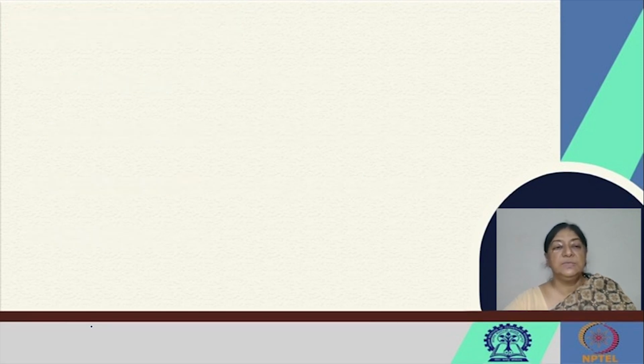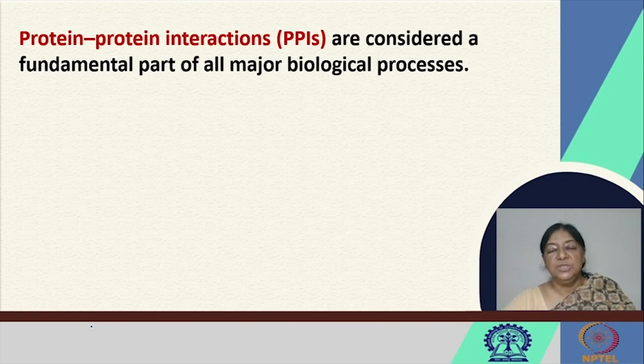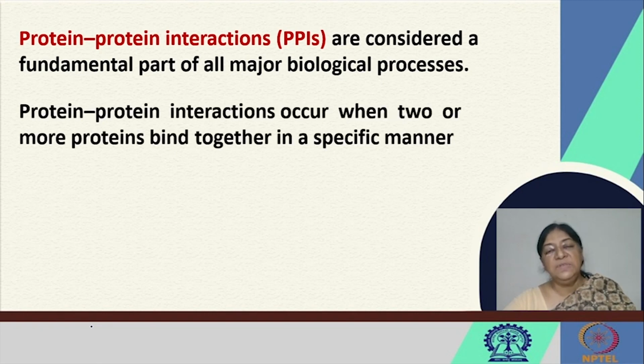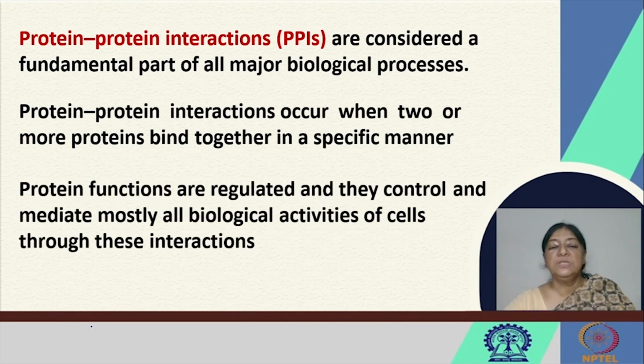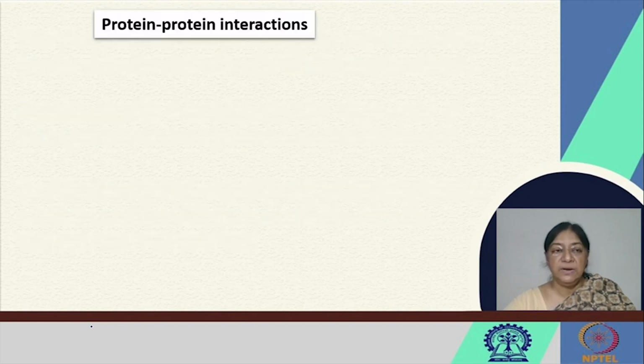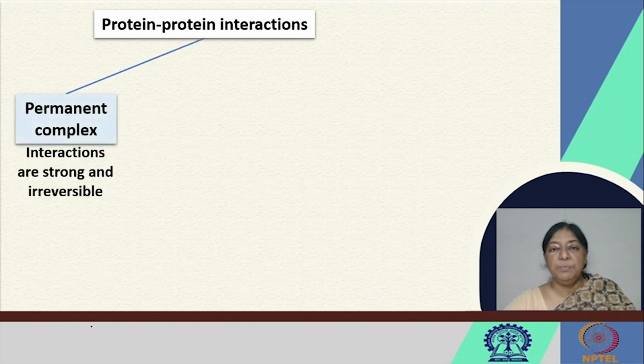When we look at the specific protein-protein interactions, we realize their importance in all biological processes, and we have these interactions when two or more of them will bind in a specific manner with high or low affinity depending on the specific biological activity that they are involved in. So for the protein-protein interactions we learned in the previous lecture, we can have a permanent complex where the interactions are strong and irreversible, like in specific subunit proteins where we have the quaternary structure involved, which is a permanent complex of the monomeric units.